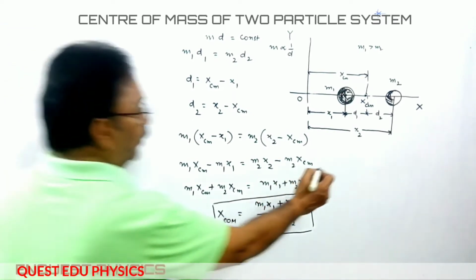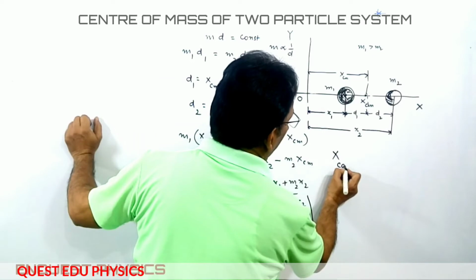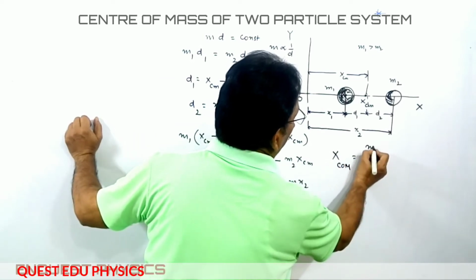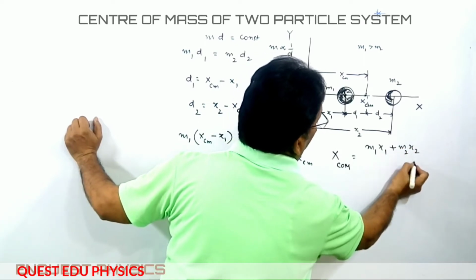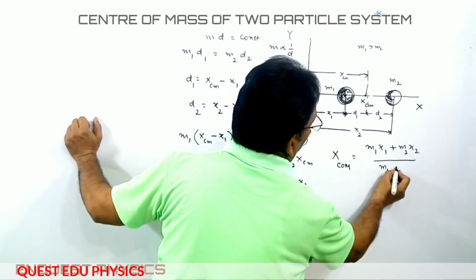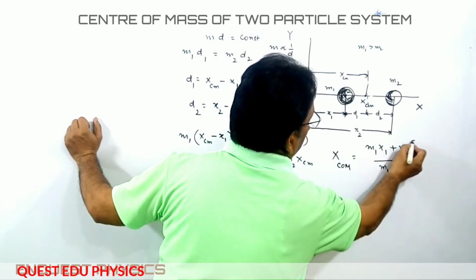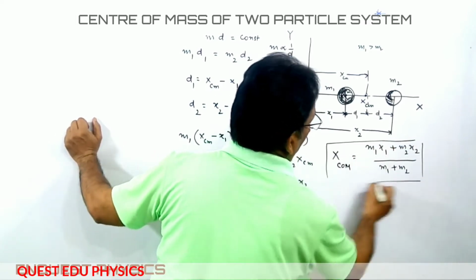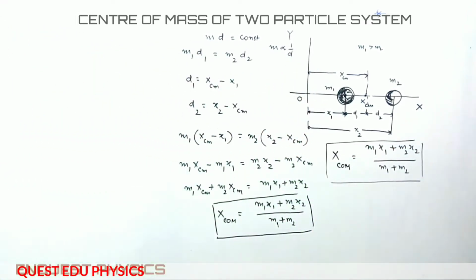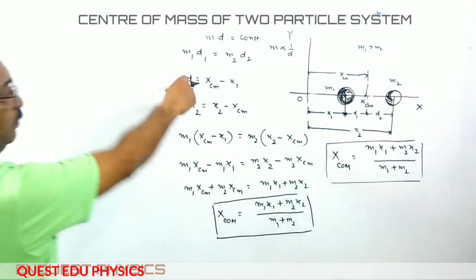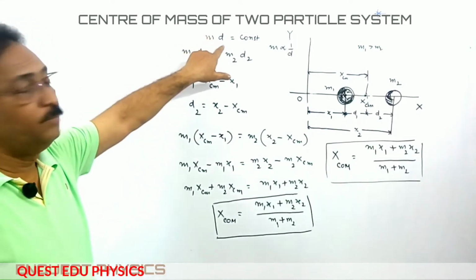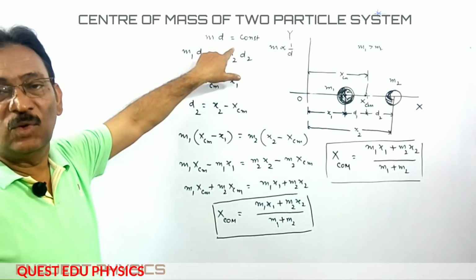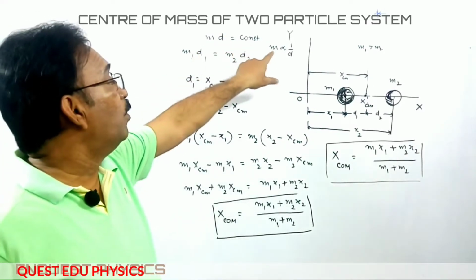And what we got? See, I am writing here xcom is equal to m1 x1 plus m2 x2 by m1 plus m2, the equation for the center of mass. Okay students, let's do one of the applications. Here, see, I told you the product of mass and the distance remains constant. That means we are taking the moments of the mass.